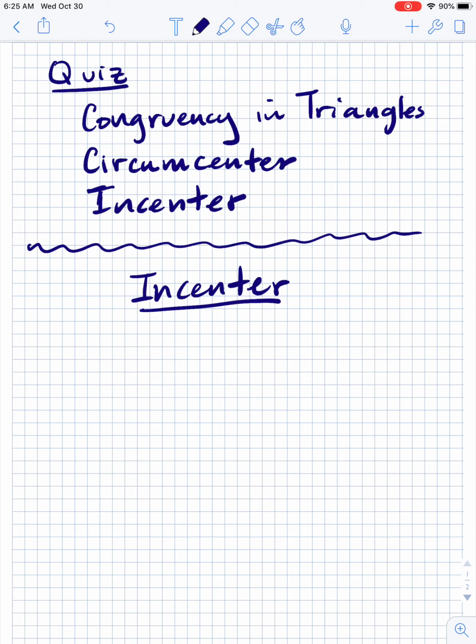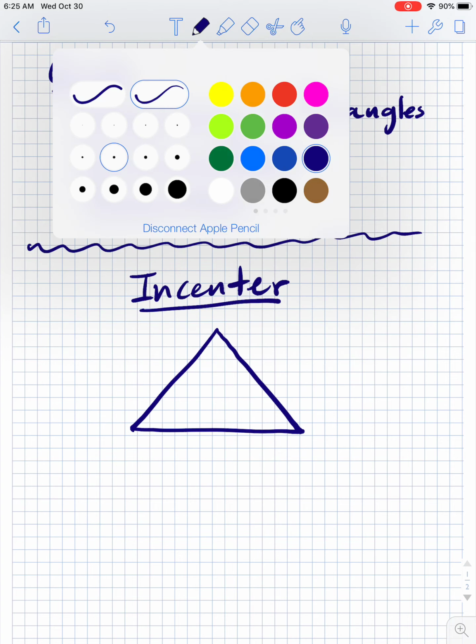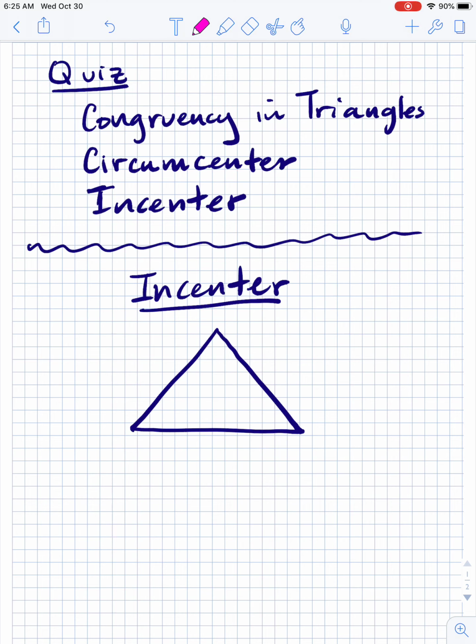So when I have a triangle, let me draw you guys a triangle so I can show you what I'm talking about. When we have angle bisectors and they all come together, it forms an incenter. Actually, let me go back and label these. So this is angle A, B, C.